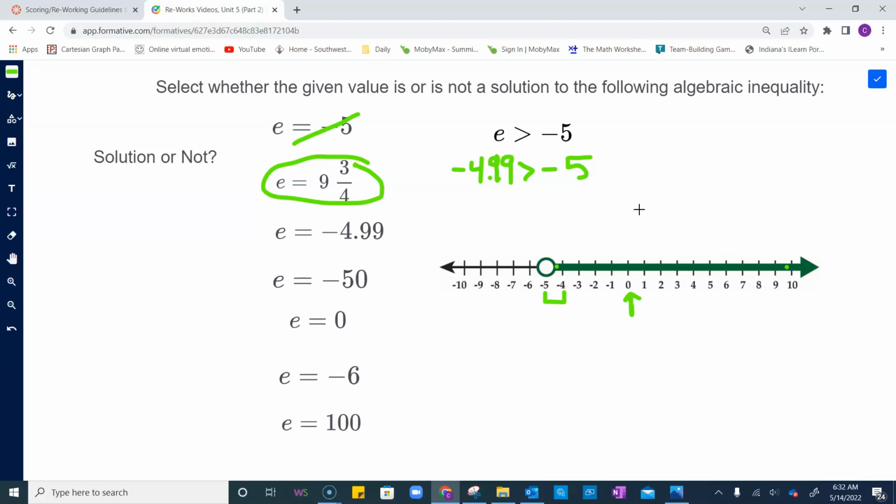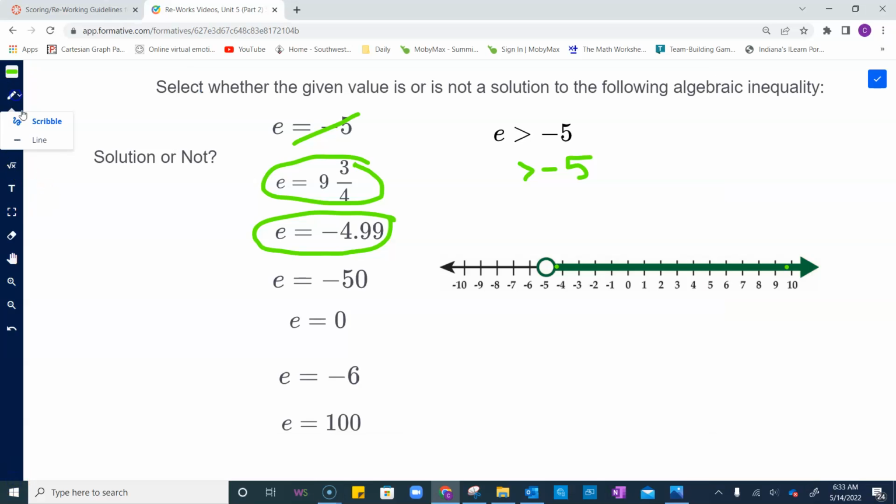And because it is to the right of the bubble, numbers to the right of -5 are considered bigger. So this number is greater than -5. As we read it, it makes sense. -4.99 is greater than -5. So we would select that as a solution.